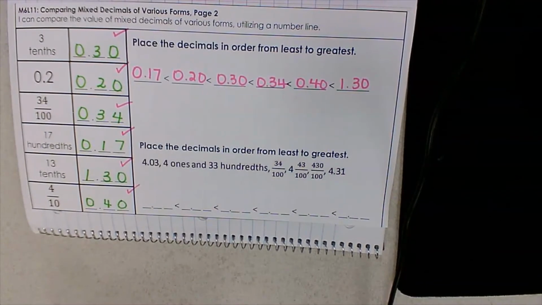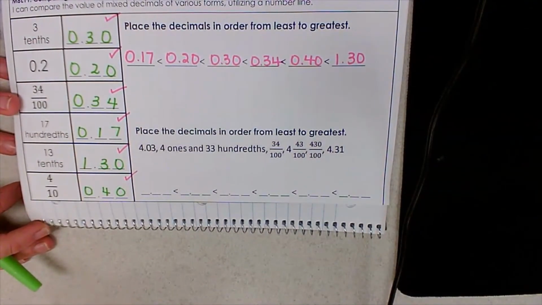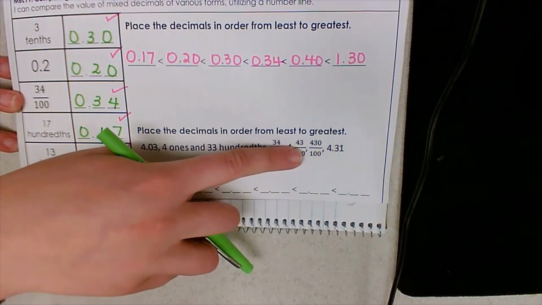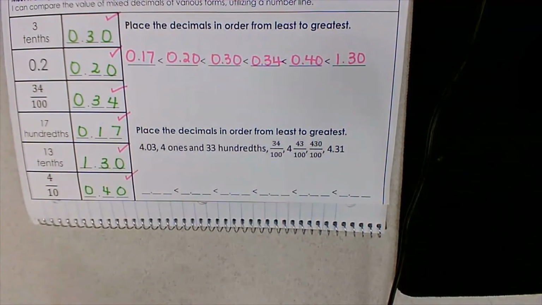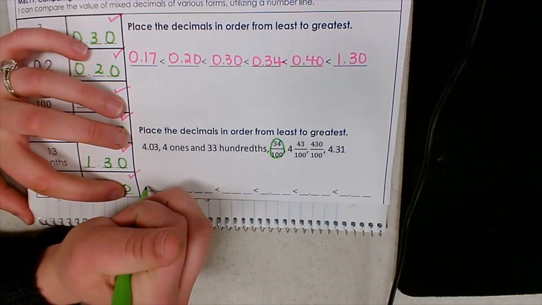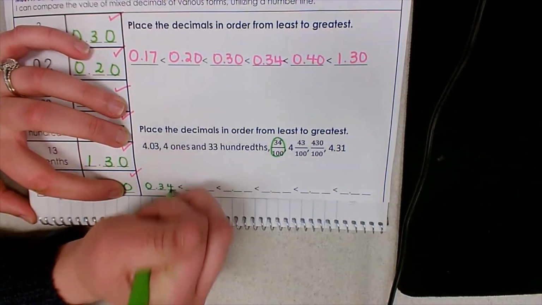For this final problem, we're going to have to use a lot more mental math strategies to figure out where they should go. I'm noticing a lot of 4s. 4 whole groups, 4 ones, 4 and 43 hundredths, 430 hundredths, 4.31. So it's going to be really hard to compare. Are there any numbers that don't have 4 ones? Actually, yeah, this one right here, 34 hundredths, doesn't have any whole groups at all. It's just 0 and 34 hundredths.